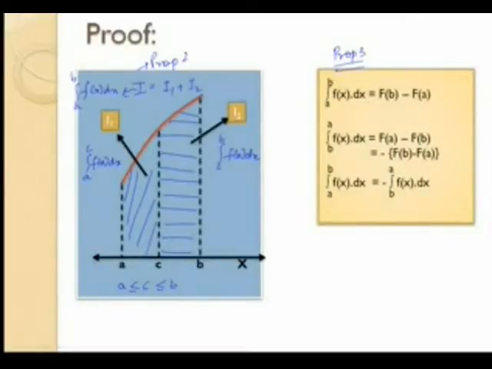Now integral of f(x) dx from a to b is equal to F(b) minus F(a), where F is the anti-derivative of f(x). If we integrate f(x) dx from b to a, this would be equal to F(a) minus F(b). Now F(a) minus F(b) is nothing but minus times F(b) minus F(a), and F(b) minus F(a) is nothing but this expression. So integral of f(x) dx from a to b is equal to minus times integral of f(x) dx from b to a.